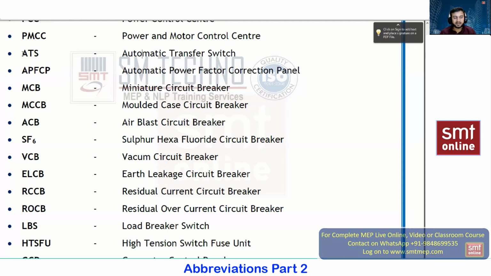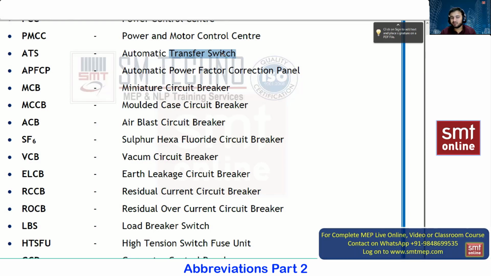Next, talking about the ATS panel, automatic transfer switch. The name itself indicates transfer switch, means we are transferring the supply. We are taking a supply from one source to another source. For example, I am working with a project where I have two sources of supply. One is from the transformer, one is from the generator.